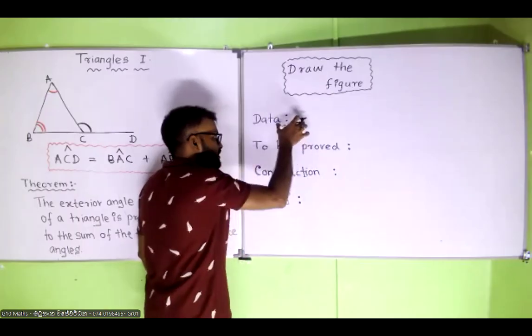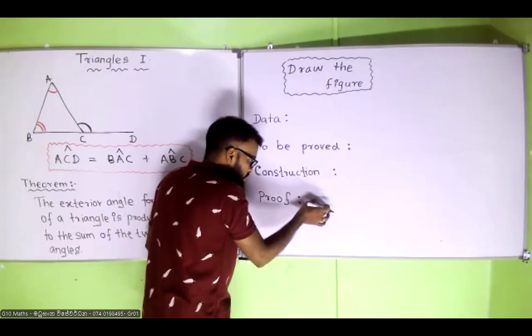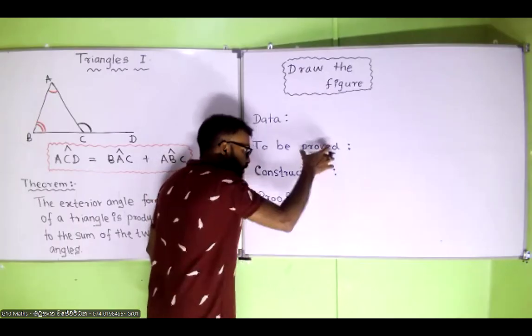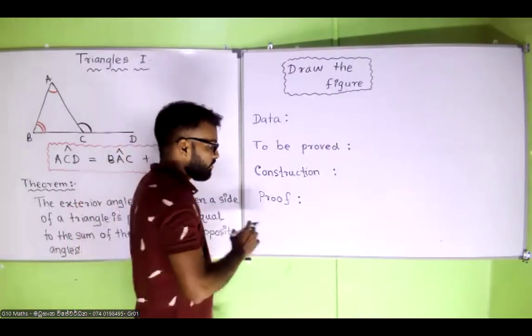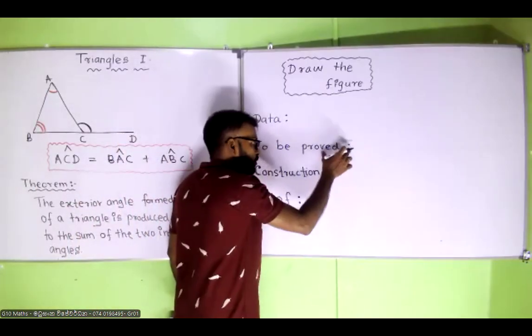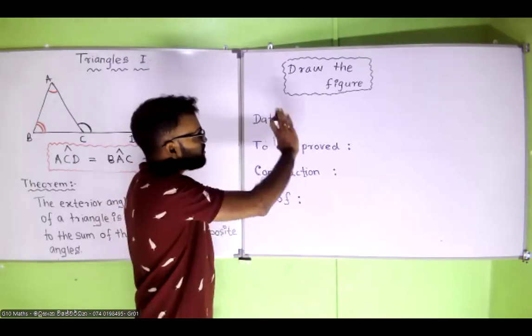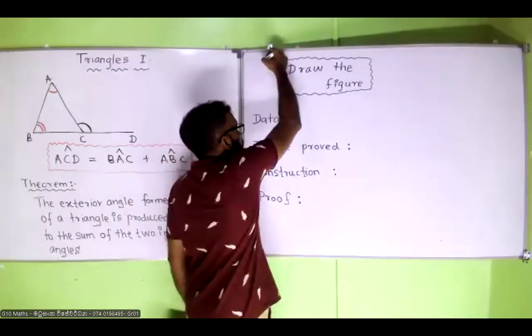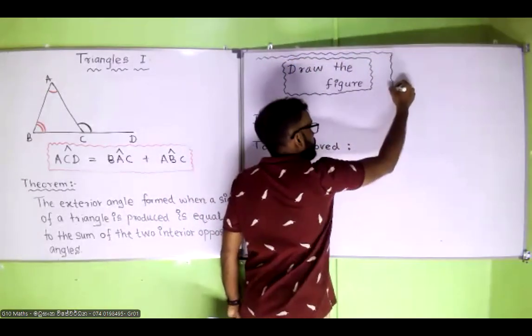By using the data and by using the construction, we are going to show step by step what is to be proved, or we are going to do step by step things until our proof is done. And that is the way. So this is your structure when you have a theorem to be proved.